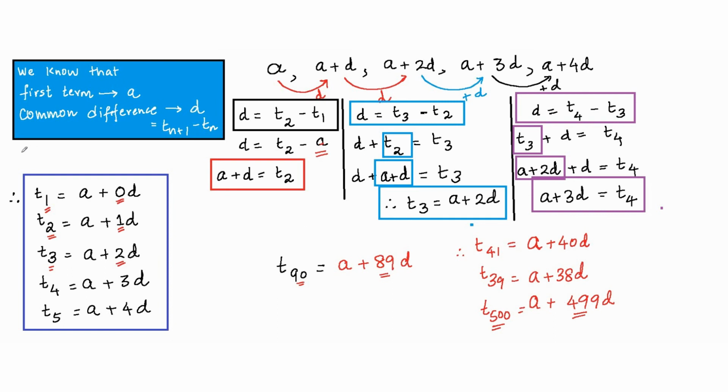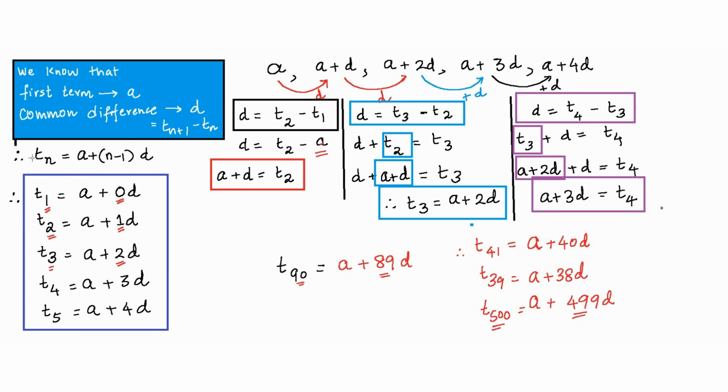And therefore, I can say that the nth term of this particular AP is going to be A plus n minus 1 times D. The coefficient of D is the value of n reduced by 1. And that is what is happening in all these examples, if you notice, right?